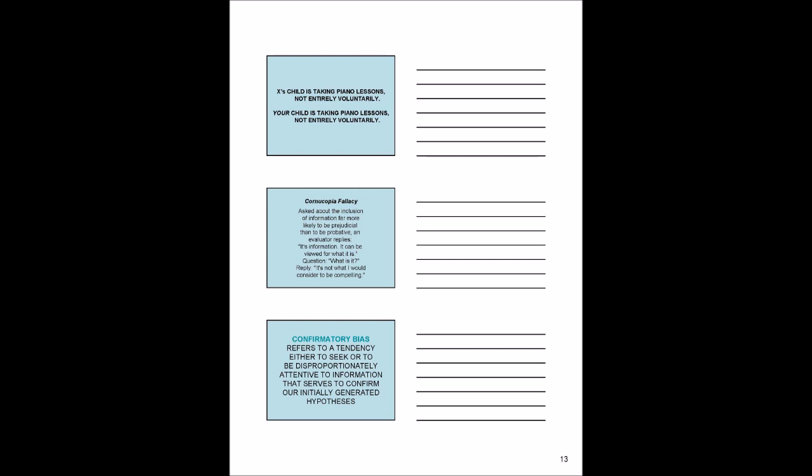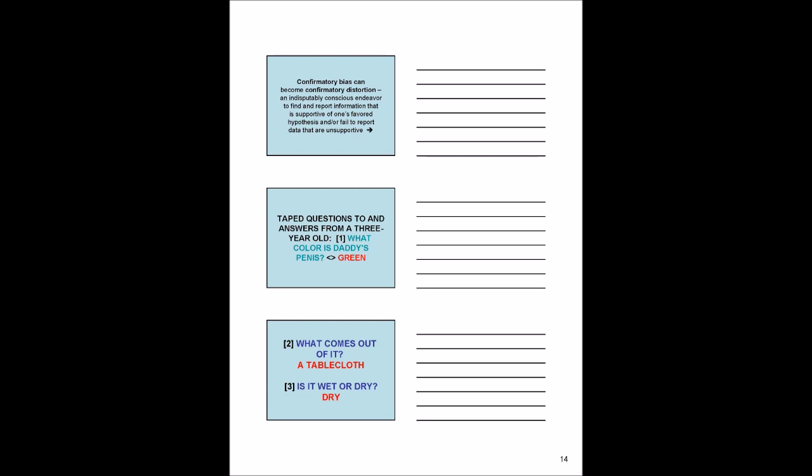Now, confirmatory bias refers to the tendency either to seek or to be disproportionately attentive to the information that serves to confirm your initially generated hypotheses. Under some circumstances, confirmatory bias becomes confirmatory distortion, where there is an active attempt to place in a report information that's supportive of one's hypotheses, now opinions, and not place in the report information that is non-supportive of one's initial hypotheses, now turned into opinions.